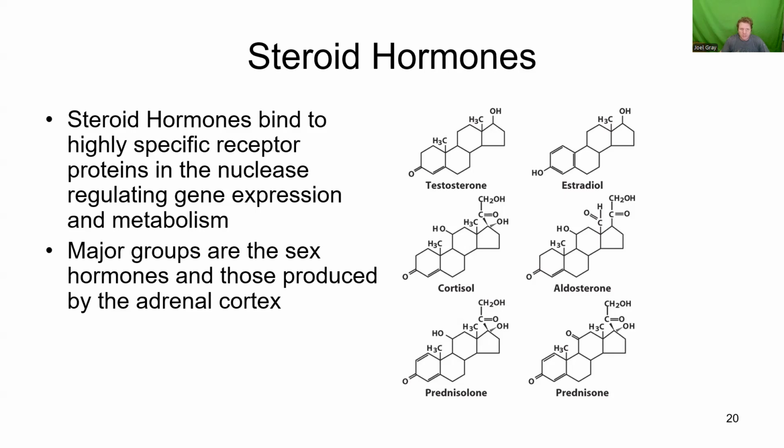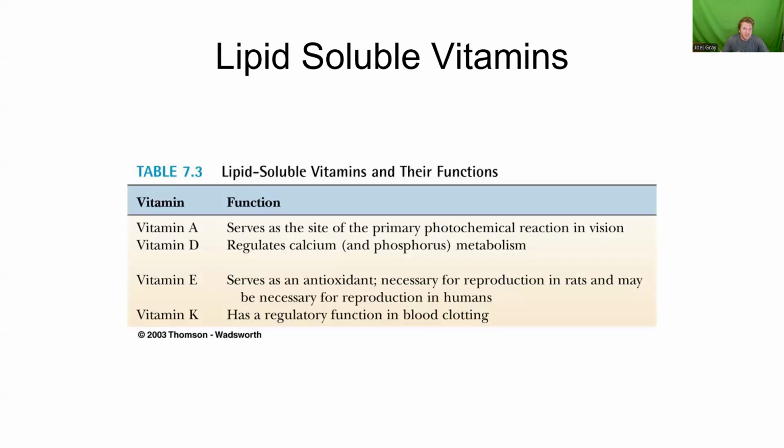Major groups are the sex hormones and those produced by the adrenal cortex. There are also lipid-soluble vitamins, which are derived from cholesterol: vitamins A, D, E, and K. Vitamin D is pretty common for people to be familiar with. When people talk about it in Central Texas, for example, you get an excess of vitamin D because there's lots of UV light and sun exposure, and your body can produce this provided that you get that sun exposure.